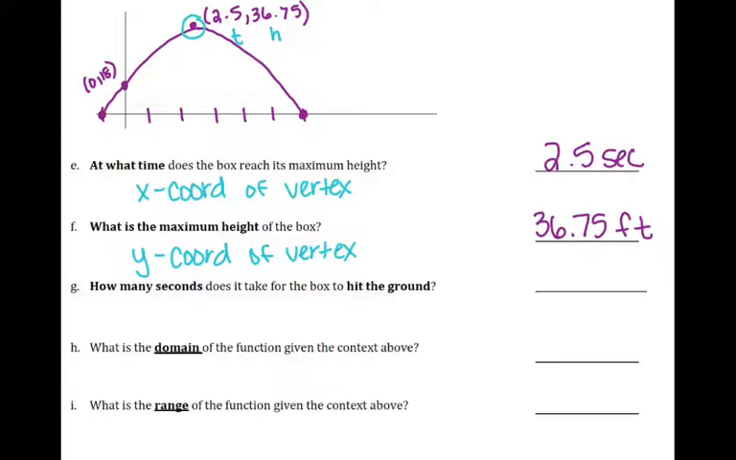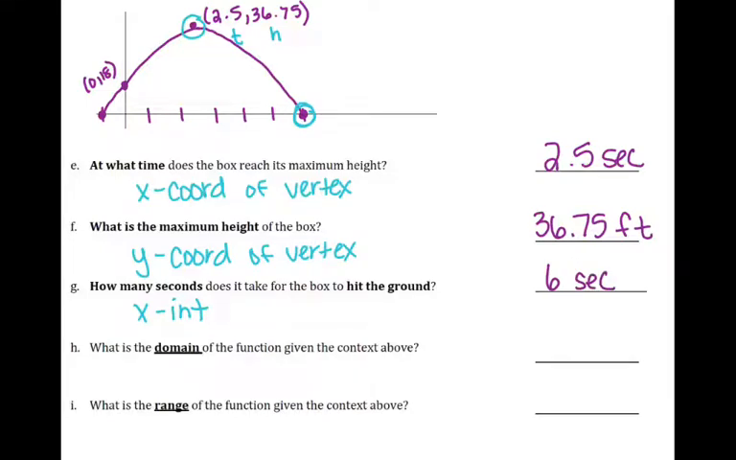How many seconds does it take for the box to hit the ground? It's going to hit the ground at this point over here, and that was our x-intercept of 6. So I'm just going to make a note. This is our x-intercept, and that is 6 seconds.